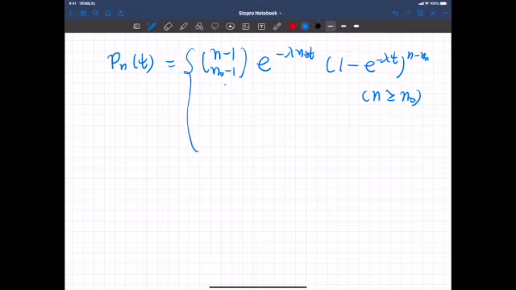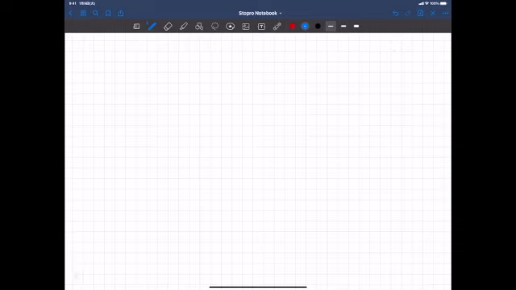And otherwise, the probability is 0 if n is less than n0. Okay, so this is the final result. Now that we know the general form of the probability generating function, we can calculate various expectation values. For example, the number of bacteria at any time, n of t. So let's calculate this expectation value.